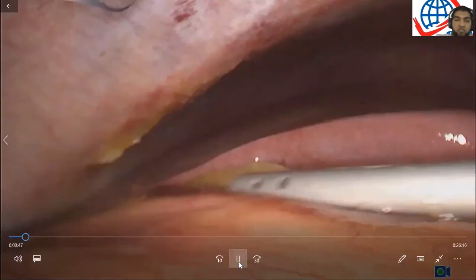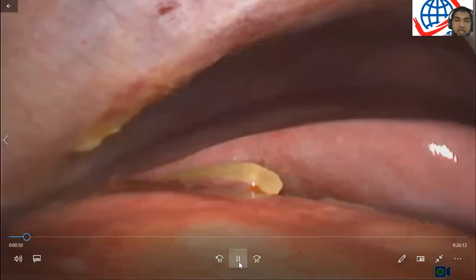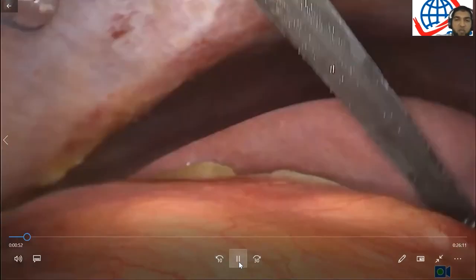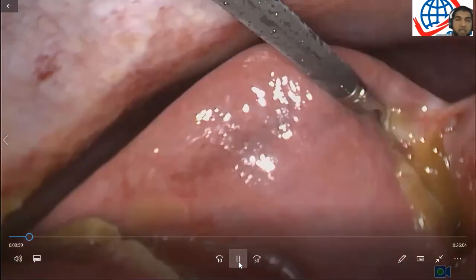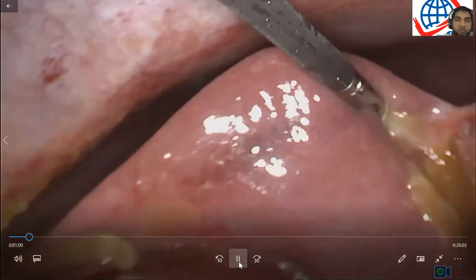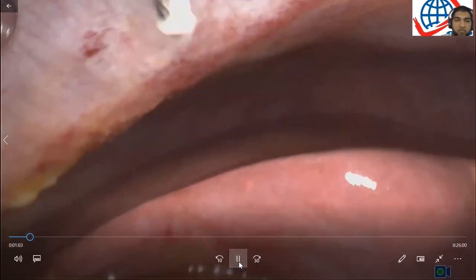So the first thing to do is identify the edge of the liver. And if anything is adherent, in this case you'll see a whole lot of omentum is adherent and you'll see some exudate around. Try gently to separate this area so that the gallbladder comes into view. I'll let the video run and I'll talk you through the main steps during this operation.